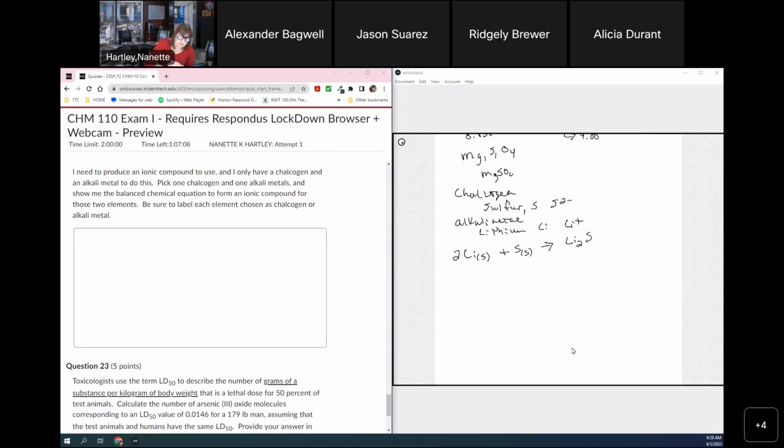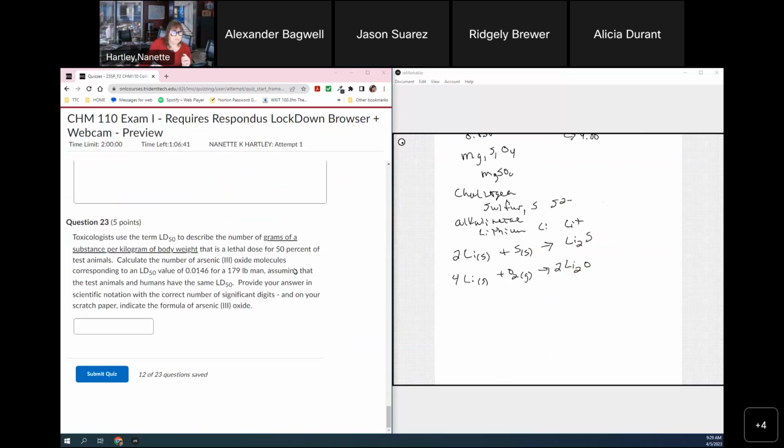Now, had I chosen to do Li plus O2, it would be Li2O, and of course I need 2 of those to get the 2 oxygens, and then I need 4 of those to make that balance. But again, not a big deal. It's just something that we need to be able to do. Okay? So that's that.